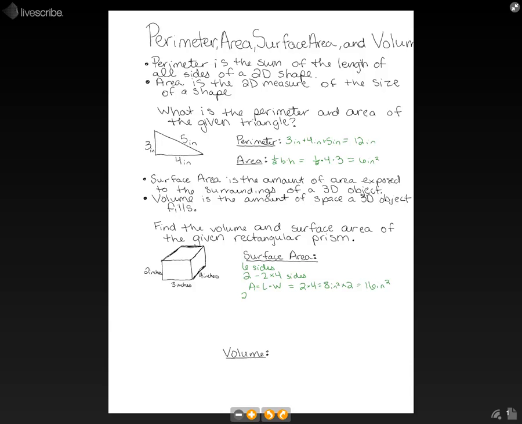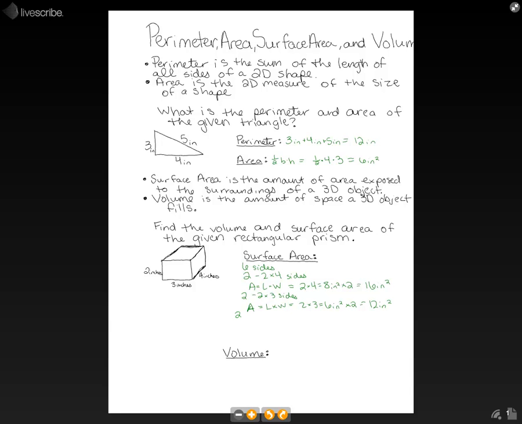Next, we can see we have 2 by 3 sides. Those are like the ends of our box. So once again, our area equals our length times our width, which will be 2 times 3 to get our 6 inches squared. Multiply it by 2 for both sides, then we'll have 12 inches squared.